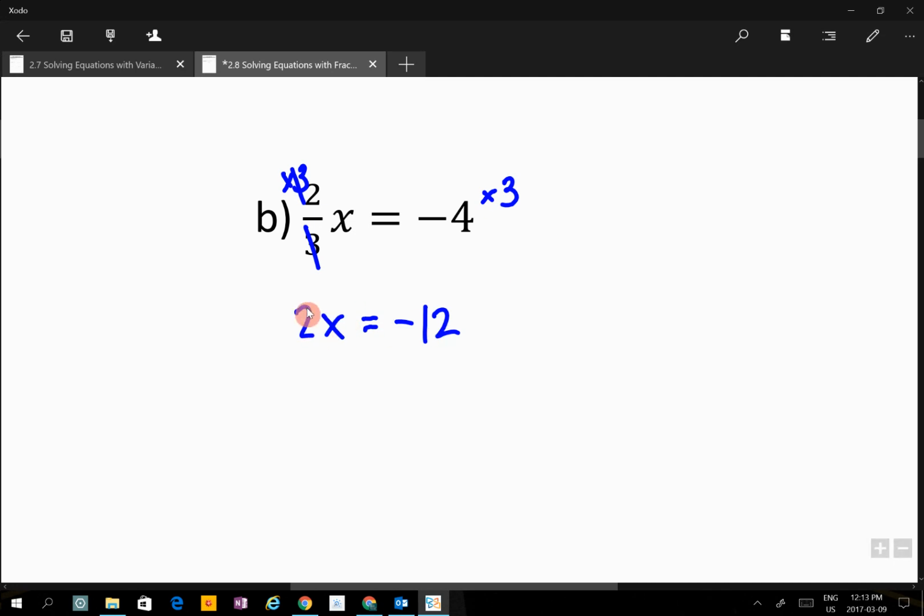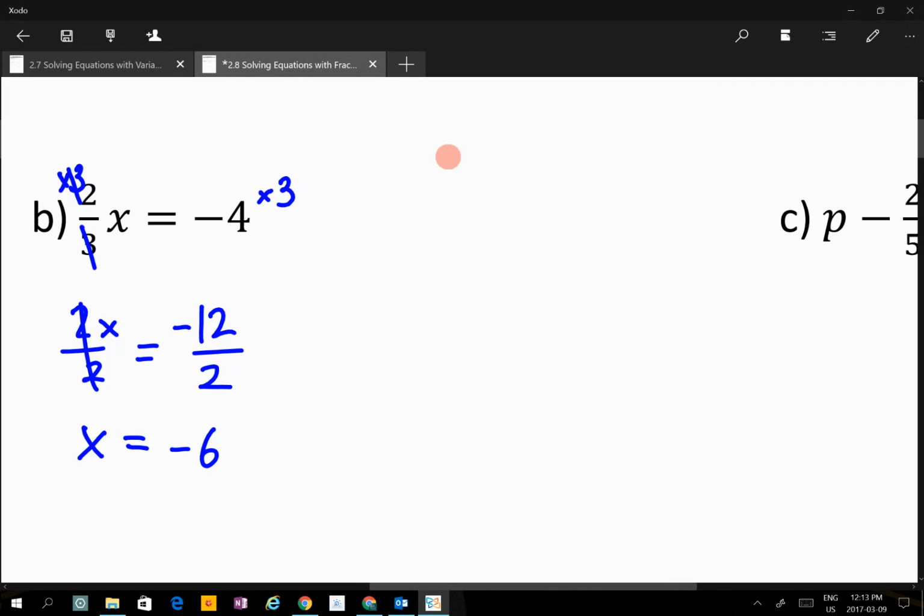Remember the goal is still to isolate x, so I have to deal with this 2. If I'm multiplying by 2, the reverse operation is to divide by 2, and you do it on both sides so that you can balance the equation. So here I should have 2x over 2 equals negative 12 over 2. The 2's cancel, leaving me with x. Negative 12 over 2 is negative 6.